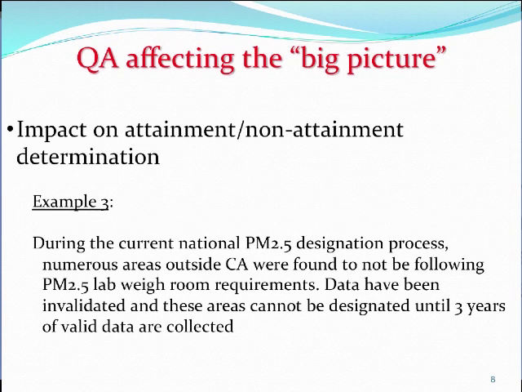Another one was the lab weigh room requirements. This was more of an issue nationally than in California, but there were a few lab weigh rooms across the country that were outside of spec for a certain period of time, and that data actually was invalidated, and EPA couldn't designate those areas until 3 years of valid data was collected, even if we kind of knew that those areas should be attainment or non-attainment. And again, this is a delay towards designation, which is a delay towards a SIP, which is a delay towards actually doing something about reducing PM levels, which again has a big public health impact. If I had to do the calculation, you could probably actually attribute excess mortality to an action like this.